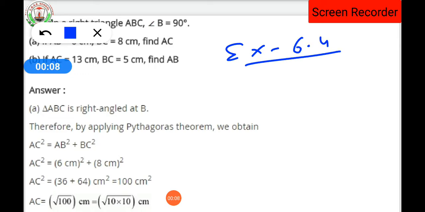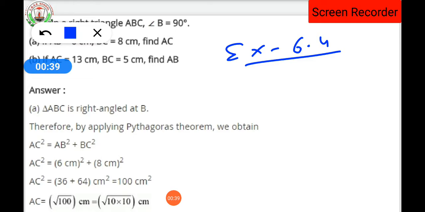Let's have the revision of exercise 6.4. As you know, before the pre-midterm exam, chapter number 6, that is square and square root, as well as chapter number 7, that is cube and cube root, is already over, isn't it? After the pre-midterm exam, we will just have the revision of these two chapters. Then we will start chapter number 8, that is comparing quantities. Clear everyone? So here we are going to have chapter number 6, that is 6.4.